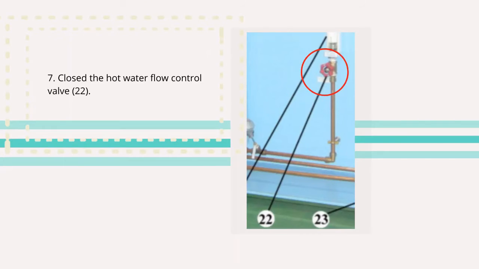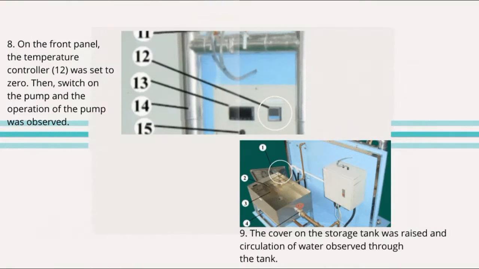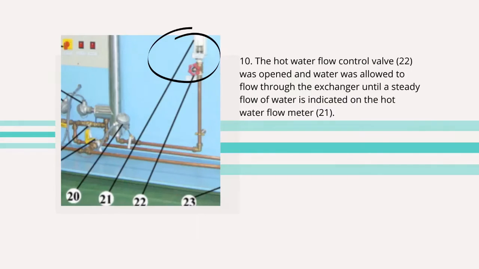After that, control valve 22 was closed. Eight, the temperature control 12 was set to 0 on the front panel. Then, the pump was switched on and the operation of the pump was observed. Next, the circulation of water was observed through the tank after the cover of the storage tank was raised. After that, control valve 22 was opened to allow water to flow through the exchanger until a steady flow of water is indicated at 21.